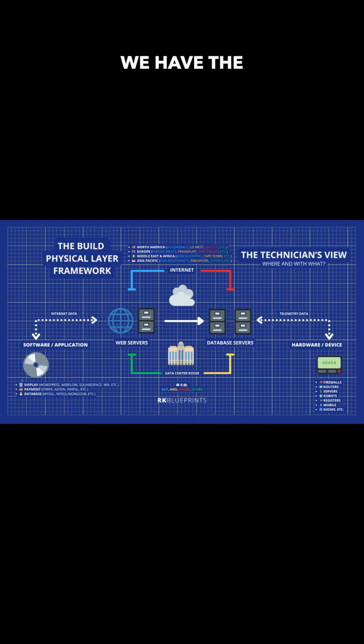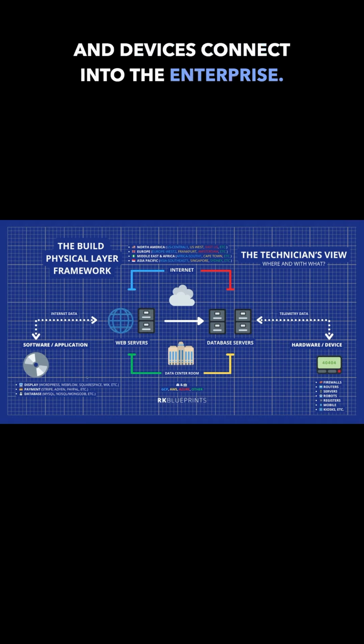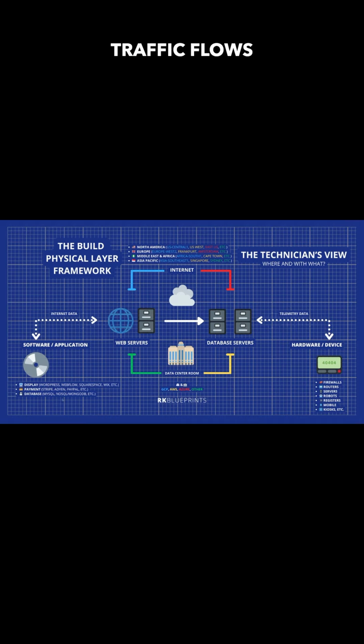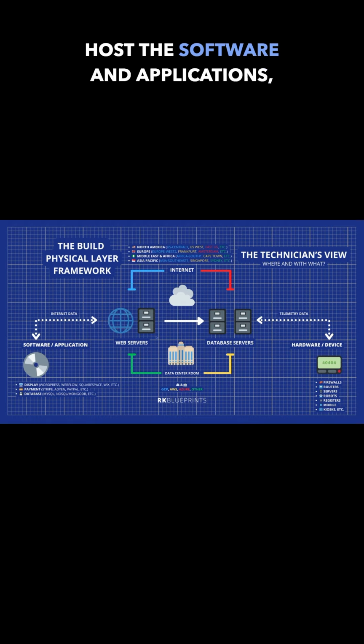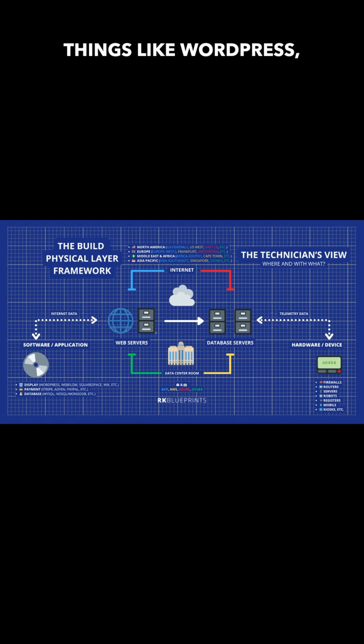Starting at the top, we have the internet. This is how users, systems, and devices connect into the enterprise. Traffic flows into our web servers, which act as the front door for applications and services. These web servers host the software and applications, things like WordPress, Webflow, custom apps, and payment systems like Stripe or PayPal. This is where user requests are handled before anything touches core data.